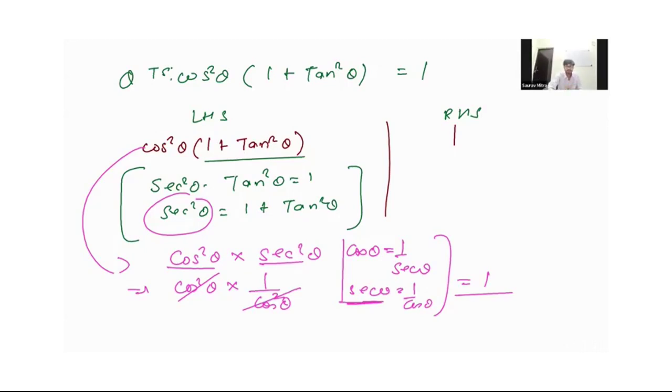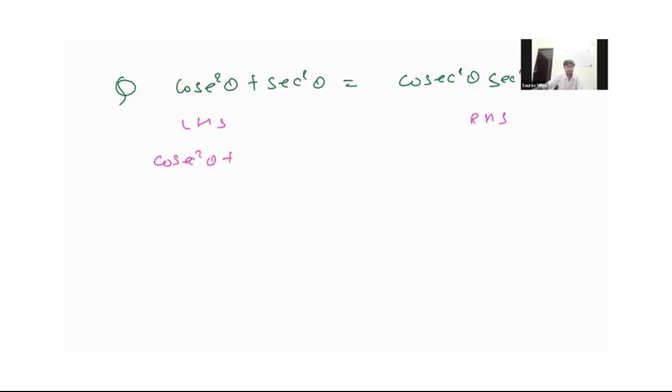Okay, let's take another example. We have to show that cosec square theta plus sec square theta is equal to cosec square theta into sec square theta. So my LHS part is cosec square theta plus sec square theta, and this is my RHS part.